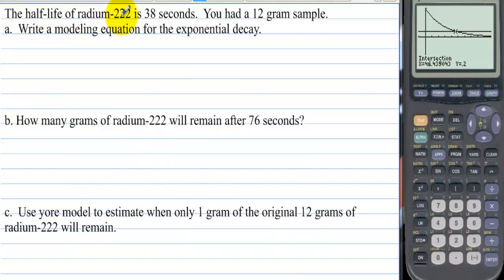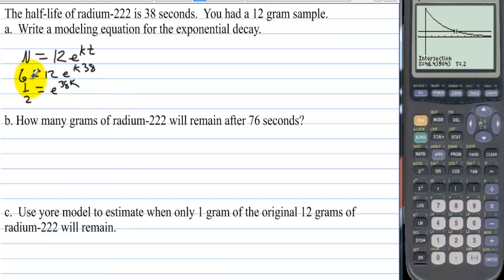The half-life of radium-222 is 38 seconds. You had a 12-gram sample. Write a modeling equation for the exponential decay. So the number present is equal to the initial value, e to the kt. And it says the half-life is 38 seconds. So this will be equal to 6 when t is 38. So we have 1/2 is equal to e to the 38k.